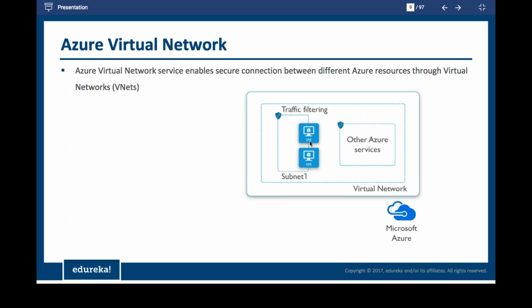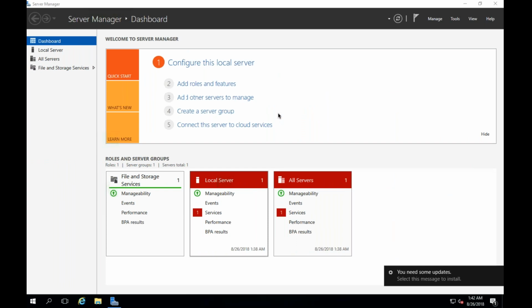Okay, so these virtual machines are deployed, and there you're going to filter the traffic using network security group so that the other Azure services will not be allowed to communicate with this particular subnetwork. I hope you're getting it. Are you clear, guys?